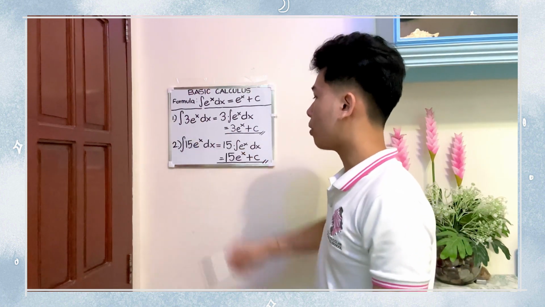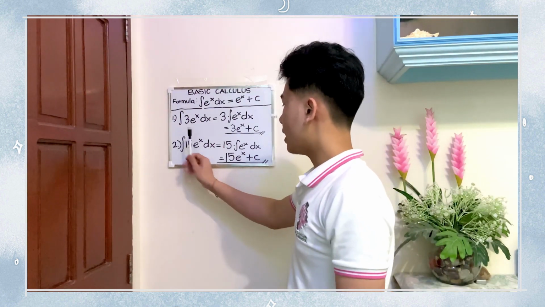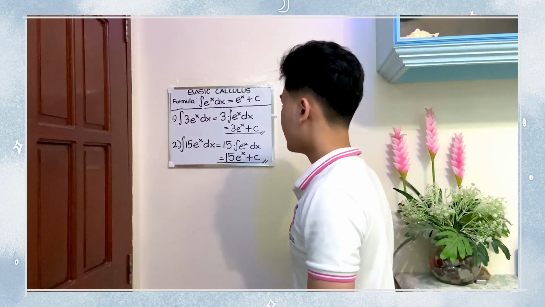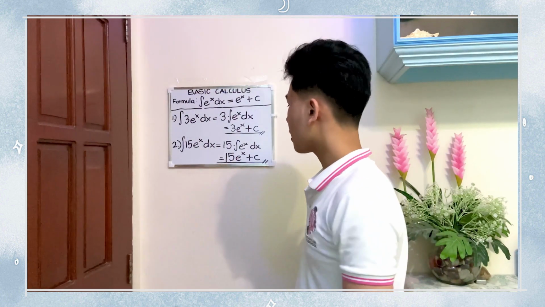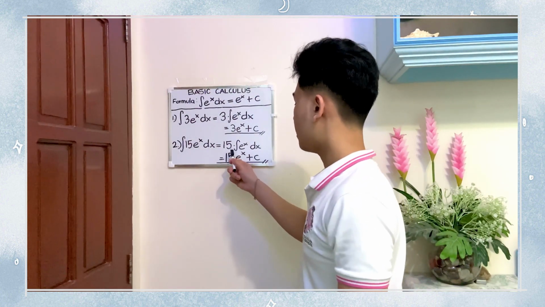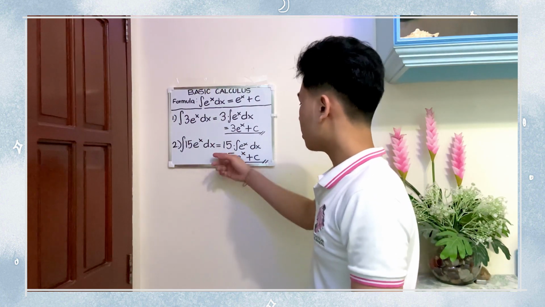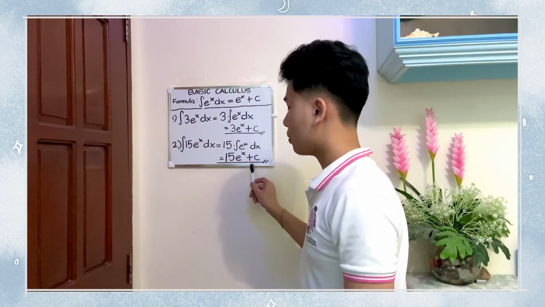On my second example, I just followed the formula and what I did on number 1. I looked at this example as 15 and e to the power of x dx. Again, I multiplied the two of them: 15 multiplied by the integral of e to the power of x dx. If you solve this one, it will give you the answer 15e to the power of x plus c.